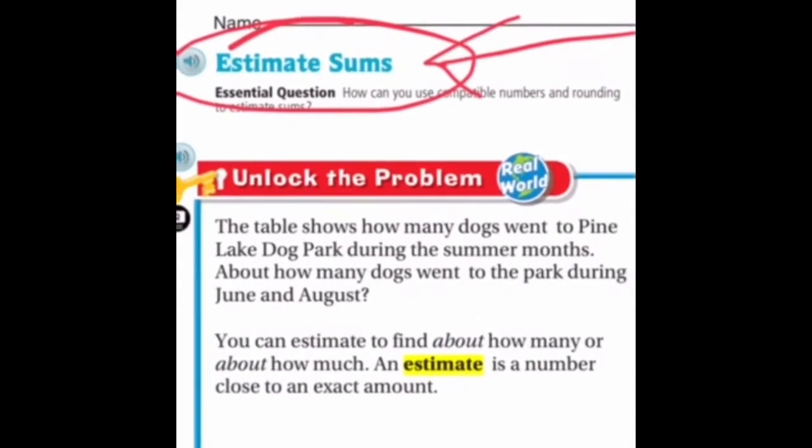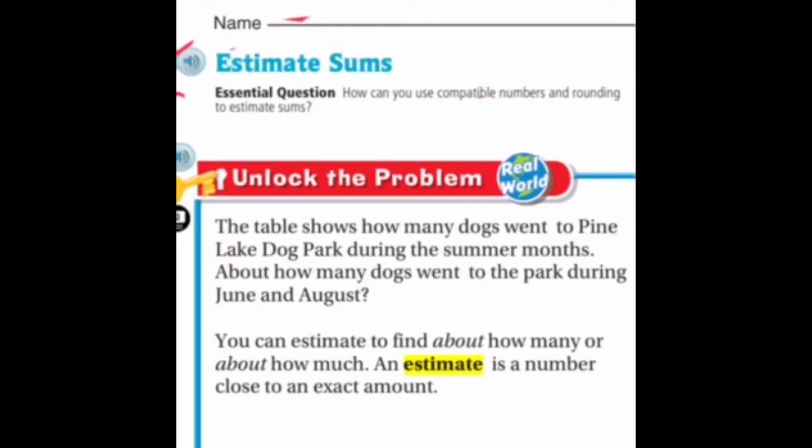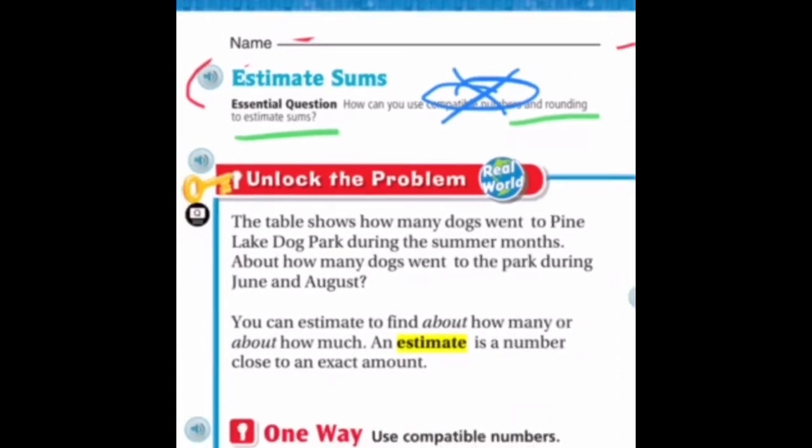The essential question here is, how can you use compatible numbers and rounding to estimate sums? Now, we're not going to do too much with compatible numbers, but we will use rounding to estimate our sums. Let's look at Unlock the Problem.